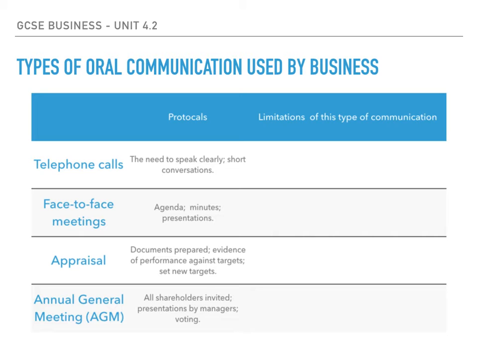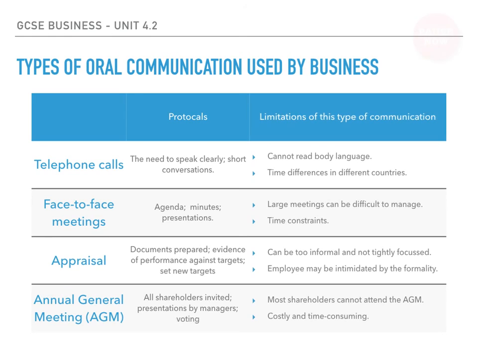The table shows the protocols, the rules around each type of oral communication. The blank column is for the limitations of each method, the problems with it. Pause the recording now to read the protocols for each and to see if you can identify 2 limitations for each method. When you've done this, press play again to see how your suggestions compare to ours. How did you do? These suggestions are not the only possible answers.